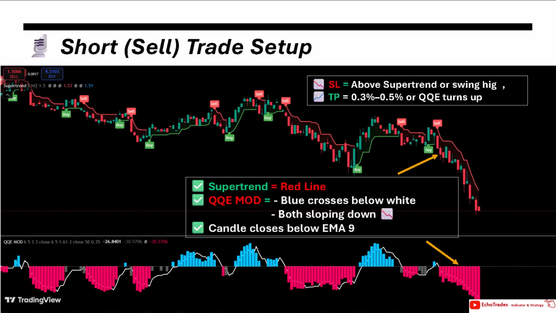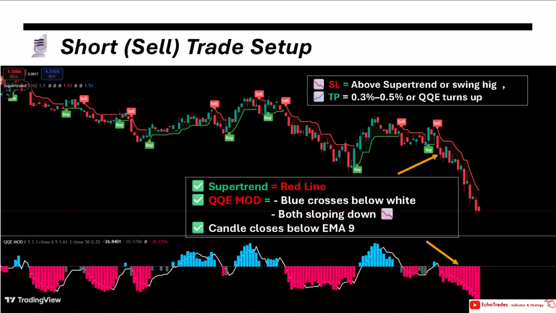And the optional EMA9 filter for a short. If you're using it, you'd want the candle to close below the EMA9. Again, just extra confirmation. Confirms price is respecting that moving average as resistance. So once you have supertrend red, QQE blue below white sloping down, maybe candle below EMA9, that's your short entry trigger. Makes sense. And risk management for shorts.